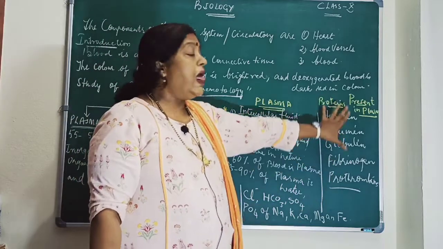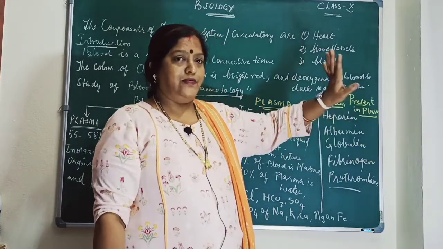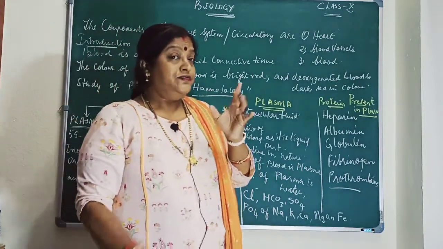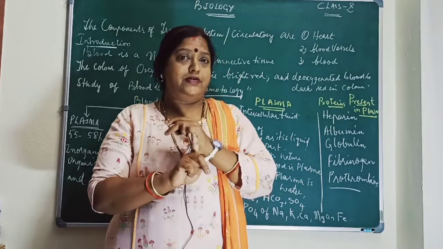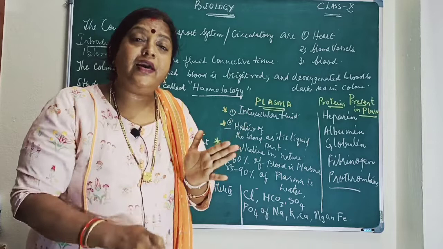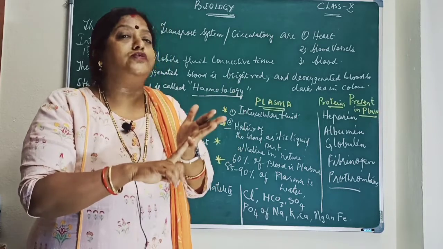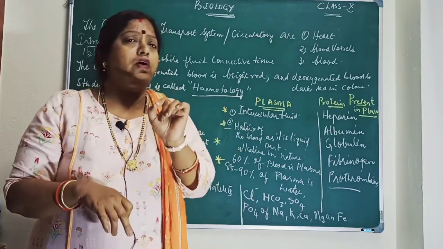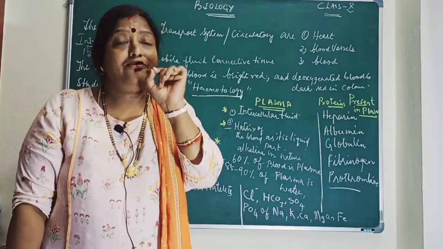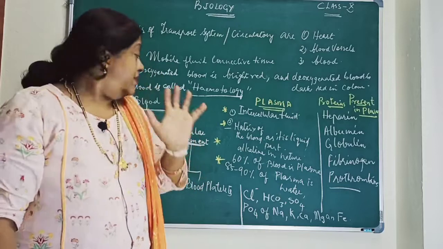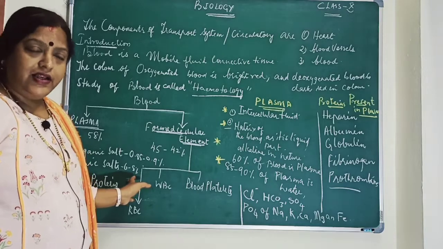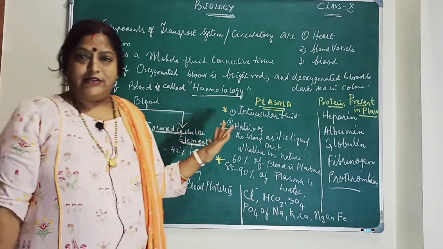So these are the proteins present in the plasma, and the total content of inorganic salt in plasma is 0.85 to 0.9%. Large quantity of inorganic salt present in the plasma is chlorides and bicarbonates of sodium. Small quantity of inorganic salt in the plasma is iron, iodine and phosphorus. And then the organic salts is 6 to 8%. Understood, children? And this is about the plasma.